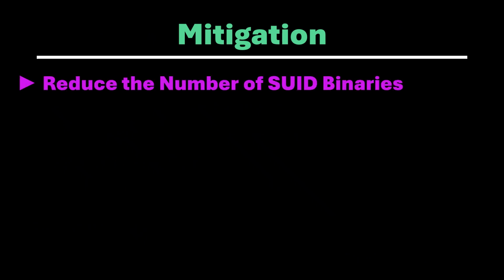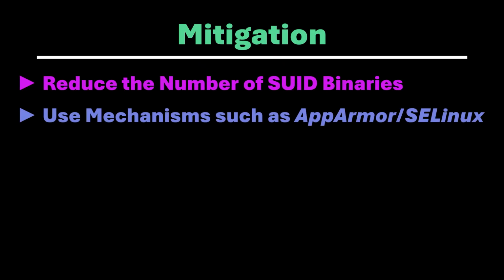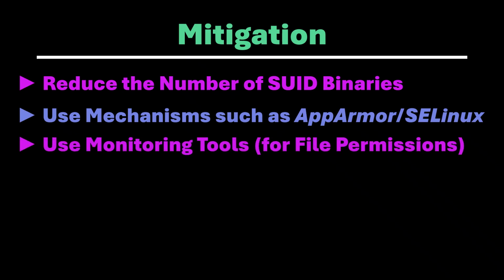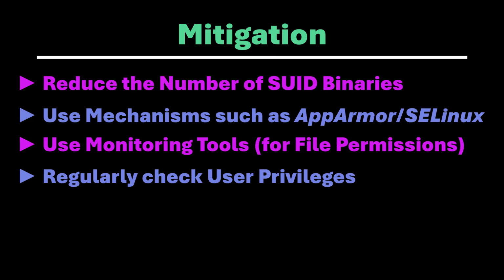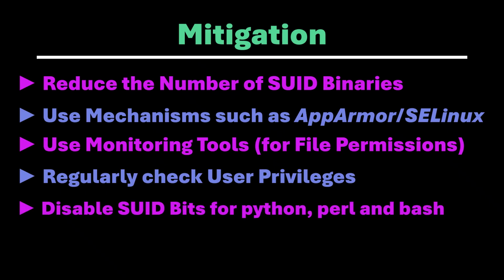What can you do to mitigate privilege escalation via a wrongly set SUID bit? Reduce the number of SUID binaries to an absolute minimum. Use mechanisms such as AppArmor or SELinux for access control. Use monitoring tools that log changes to file permissions. Regularly check user privileges and who owns which files. Disable potentially dangerous interpreters as SUID binaries, for example Python, Perl, or Bash.